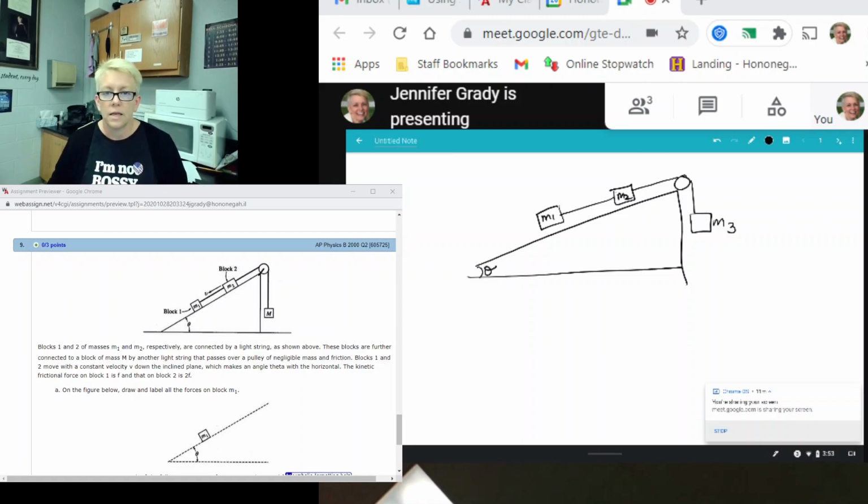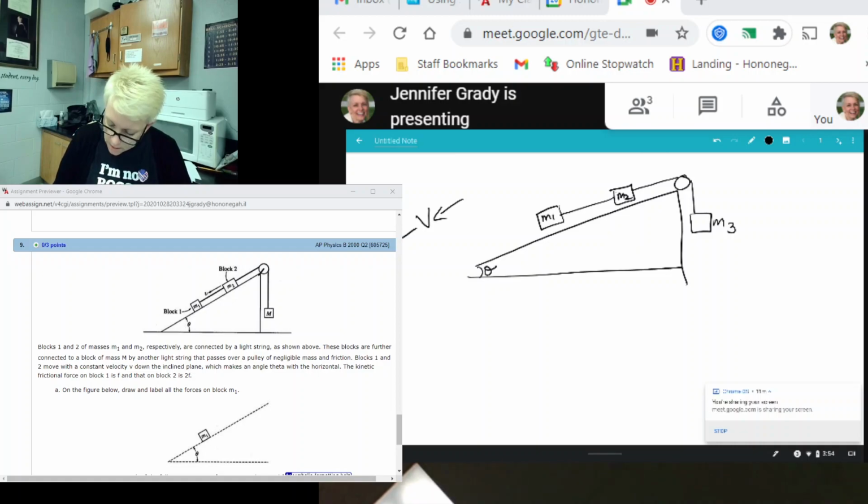All right, I think I am blocking some things here. So there we go. All right. Blocks 1 and 2 move with constant velocity down the inclined plane. Good to know. All right, I'm sorry, I blocked that a little bit. Let's try that. Down the inclined plane. The kinetic frictional force on block 1 is F, and on block 2 is 2F.